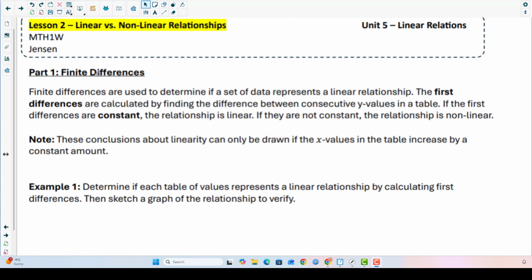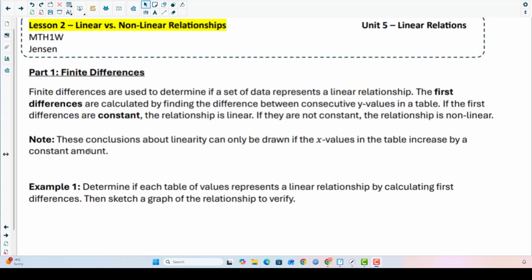What are finite differences? Finite differences are used to determine if a set of data represents a linear relationship. The first differences are calculated by finding the difference between consecutive y values in a table. If the first differences are constant, the relationship is linear. If they are not constant, the relationship is non-linear. Note, these conclusions about linearity can only be drawn if the x values in the table increase by a constant amount. And we're going to start with example 1.